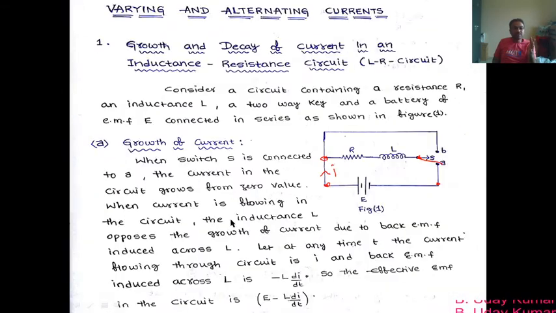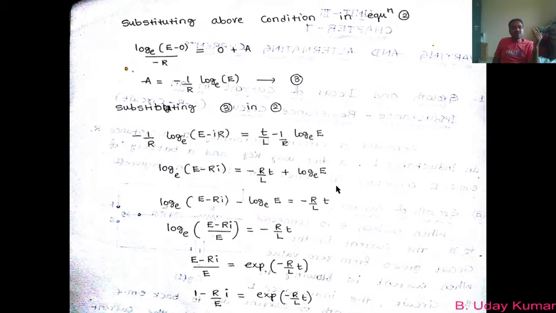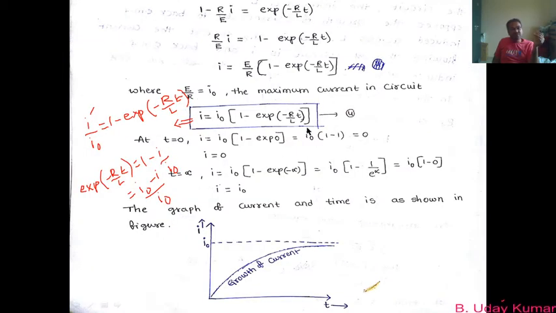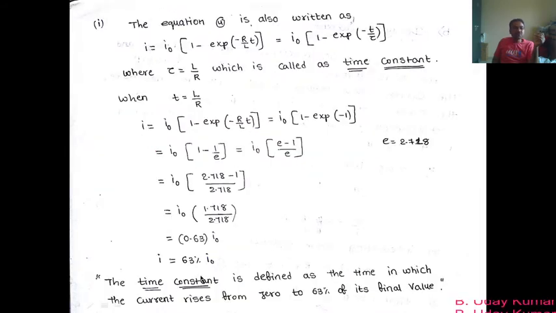Let me recall what we have done. This is growth and decay of current in an LR circuit. This is an LR circuit with a two-way key. When switch S is connected to A, the current starts growing, and the equation of the current growing with respect to time is found to be this equation. From this we also tried to understand what the time constant is. It is defined as the time in which the current rises from 0 to 63% of its final value. This is the definition of time constant.